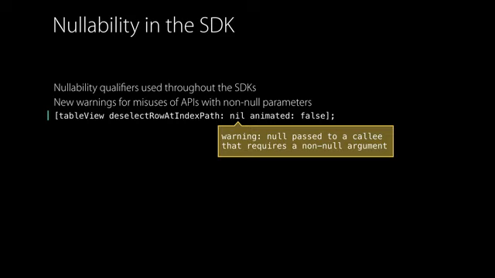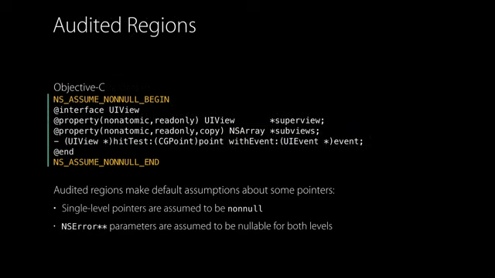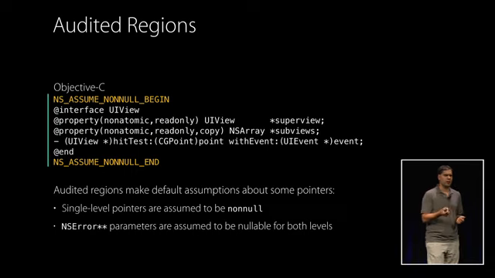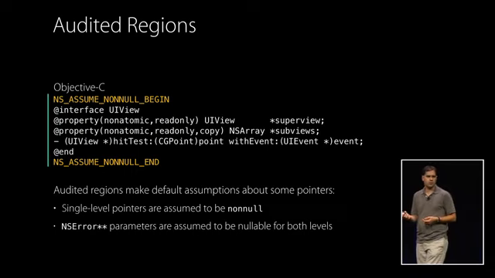Now, let's say you want to add nullability qualifiers to your own headers. The place to start is with an audited region. So these are described by NS_ASSUME_NONNULL_BEGIN and NS_ASSUME_NONNULL_END. Bracket your header with these macros. What this does is it allows the compiler to make default assumptions about pointers that aren't otherwise annotated. So if you have a single level pointer, that's going to be assumed non-null, because what we found is that nil is not a meaningful value for most of our APIs.